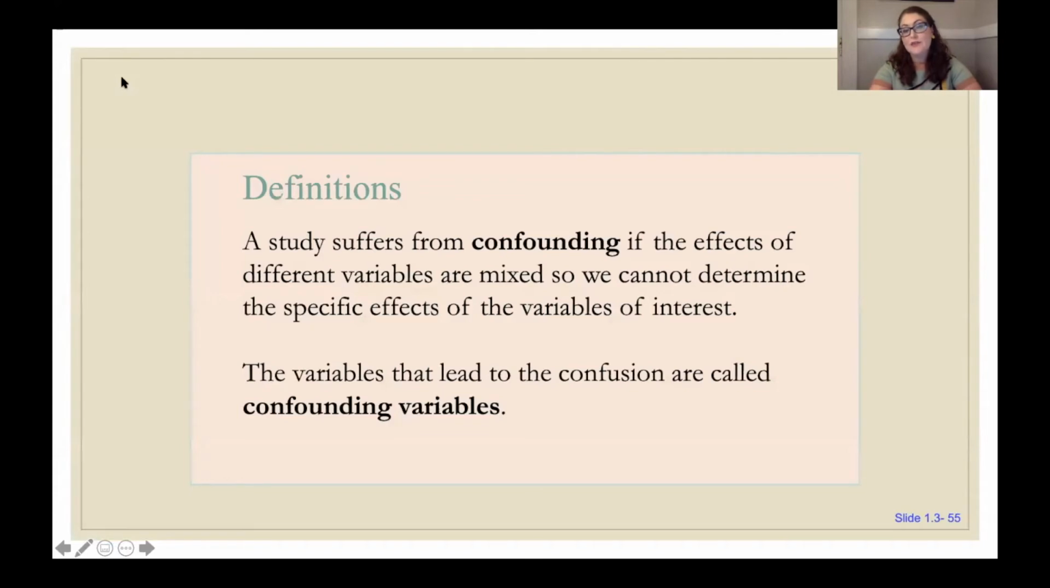A study suffers from confounding if the effects of different variables are mixed, so we cannot determine the specific effect of a variable of interest, okay? So the variables that lead to confusion are called confounding variables. Confounding variables interact with each other. Okay, so let's say I was doing an experiment study, and the treatment was heart medication, and it was not working, but then I found out that the person also smoked. Smoking can increase high blood pressure, I'm pretty sure. So those two variables would be confounding. It'd be hard to separate the two. That's why a lot of studies ask for non-smokers. Duly noted.